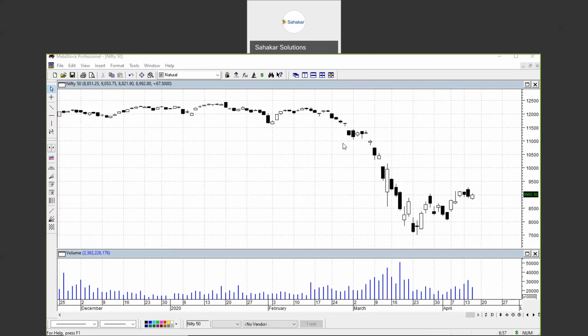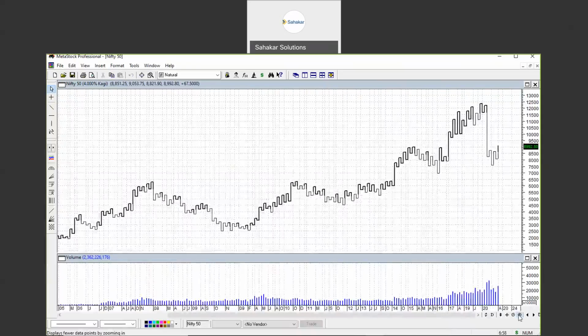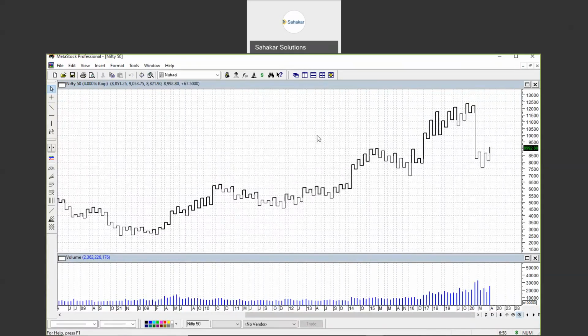Okay, next, we will take up the next chart. Here, it is called the Kagi chart. The making of the chart is slightly different from the traditional charts, wherein a certain percentage of change is considered. Otherwise, the change below that percentage is not taken into consideration and no price is plotted.